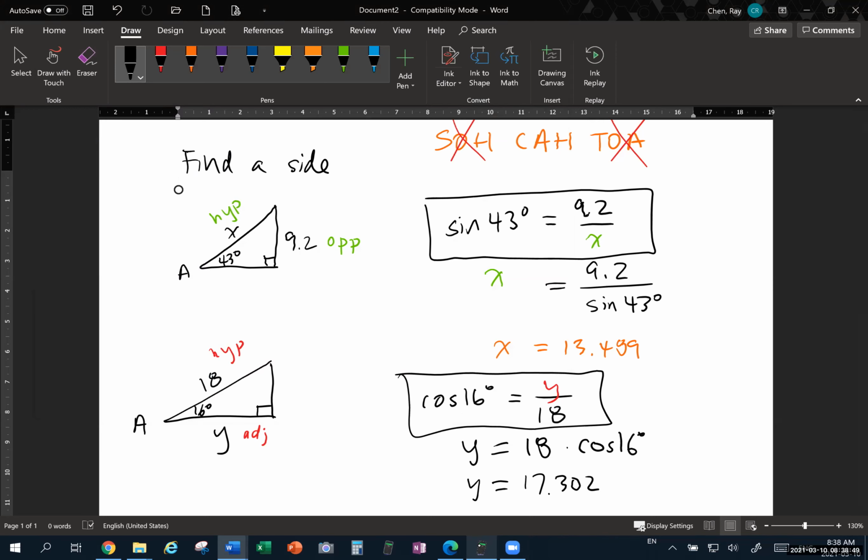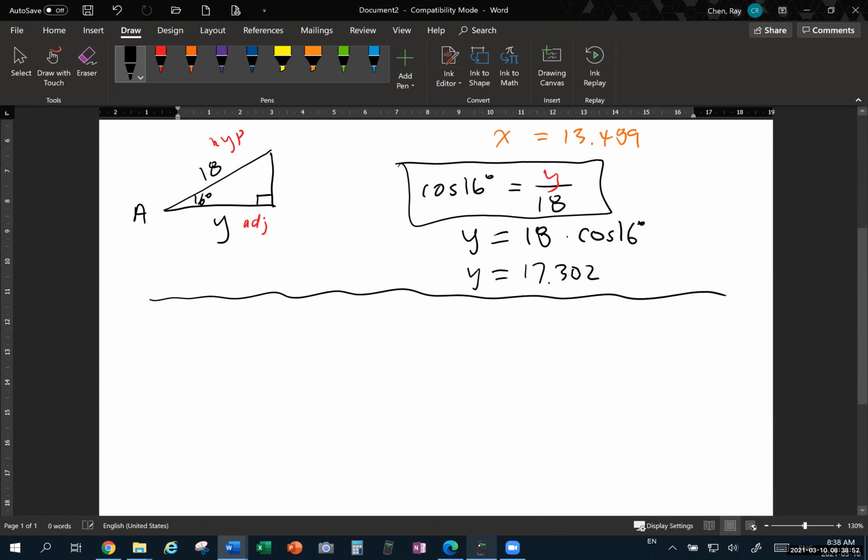Last two examples. Let's just say we have the secondary trig ratios. So let's just say we want to evaluate this question. Evaluate. Let's just say we want to find the cosecant of 41 degrees. Or let's just say we want to find this side. Let's just say we have secant of some angle, angle x, and it's equal to 2.43 units.